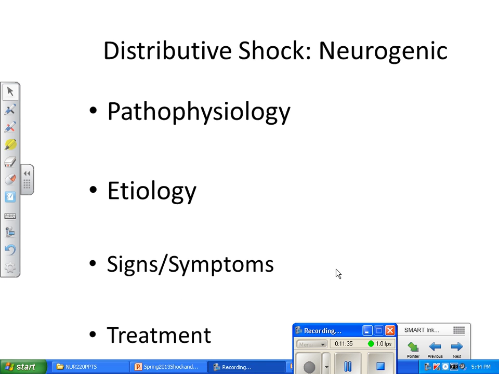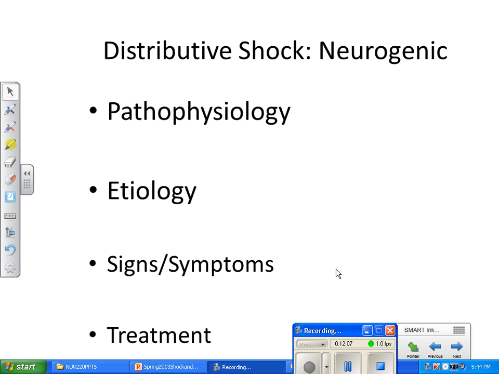Let's go back to distributive shock, neurogenic shock. A loss of sympathetic tone leading to vasodilation, capillary leak, and blood pooling. Some of the causes can be spinal or general anesthesia, spinal cord injuries, traumatic brain injuries, or severe hypoglycemia can also cause it, because it affects the vasomotor center of the brain, and the blood vessels dilate and they can't constrict.